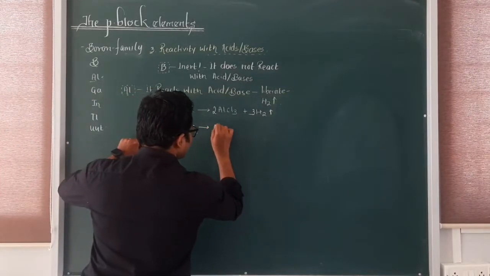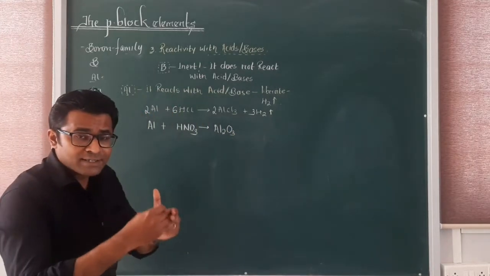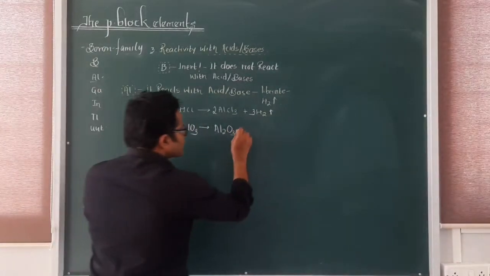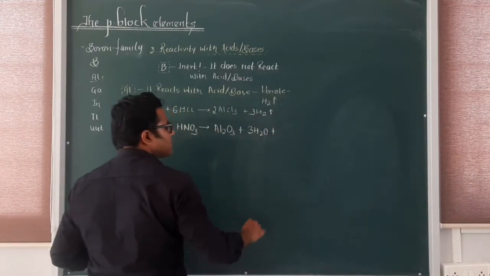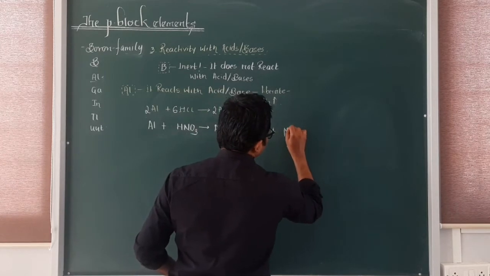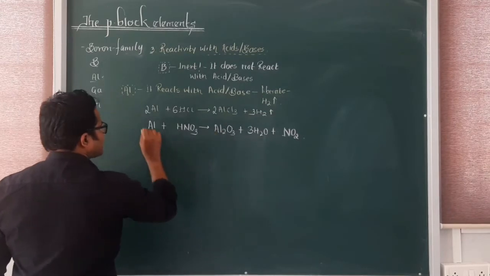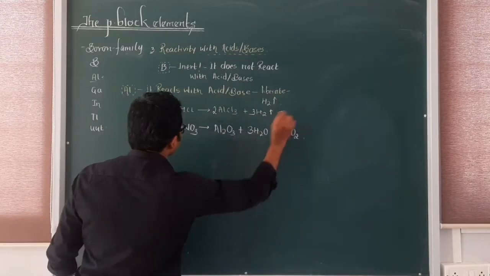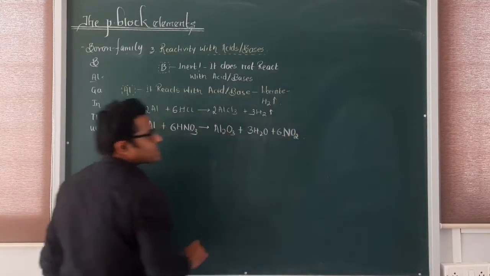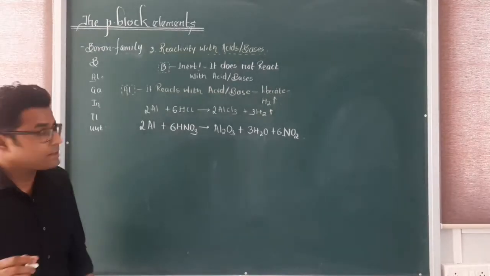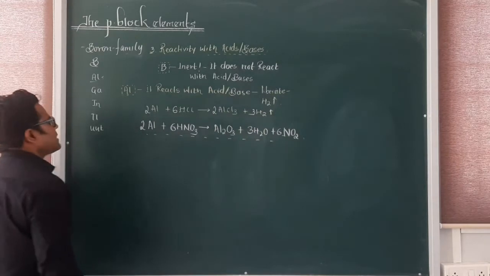So it gets oxidized to Al2O3, forming a passive oxide layer, along with water. In order to balance it, we have taken 2 over here. Now, with 6 HNO3, there should be 6 NO2 liberated. So in short, aluminium is going to react with both acids and bases.